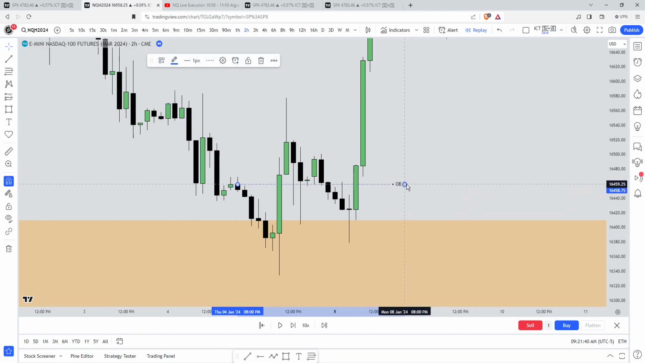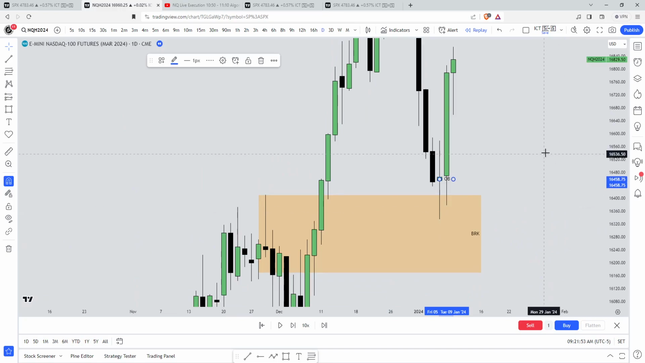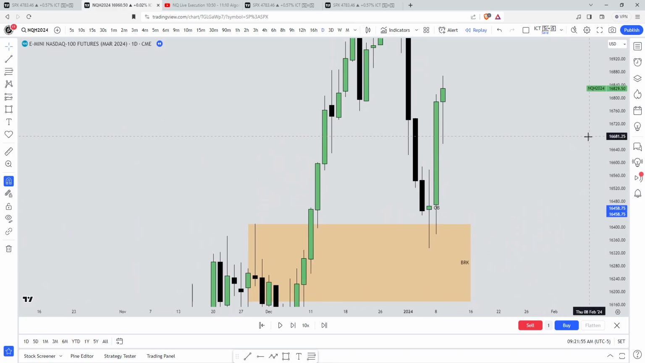A big barrier for a lot of new ICT traders is that ICT has talked about daily and weekly bias. You cannot always frame daily and weekly bias. That's where a lot of people get messed up, because they're always looking on the daily for bias, but sometimes there is no bias.